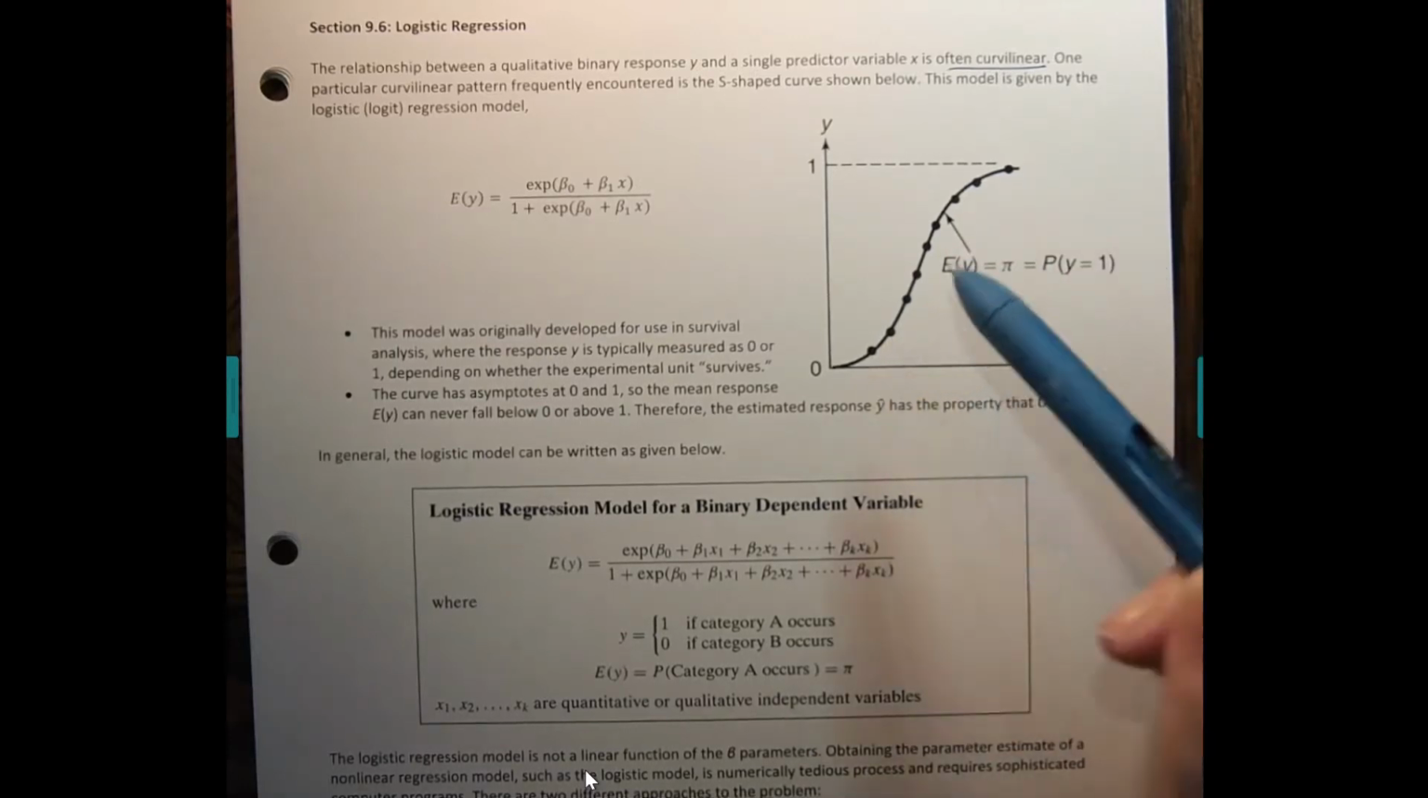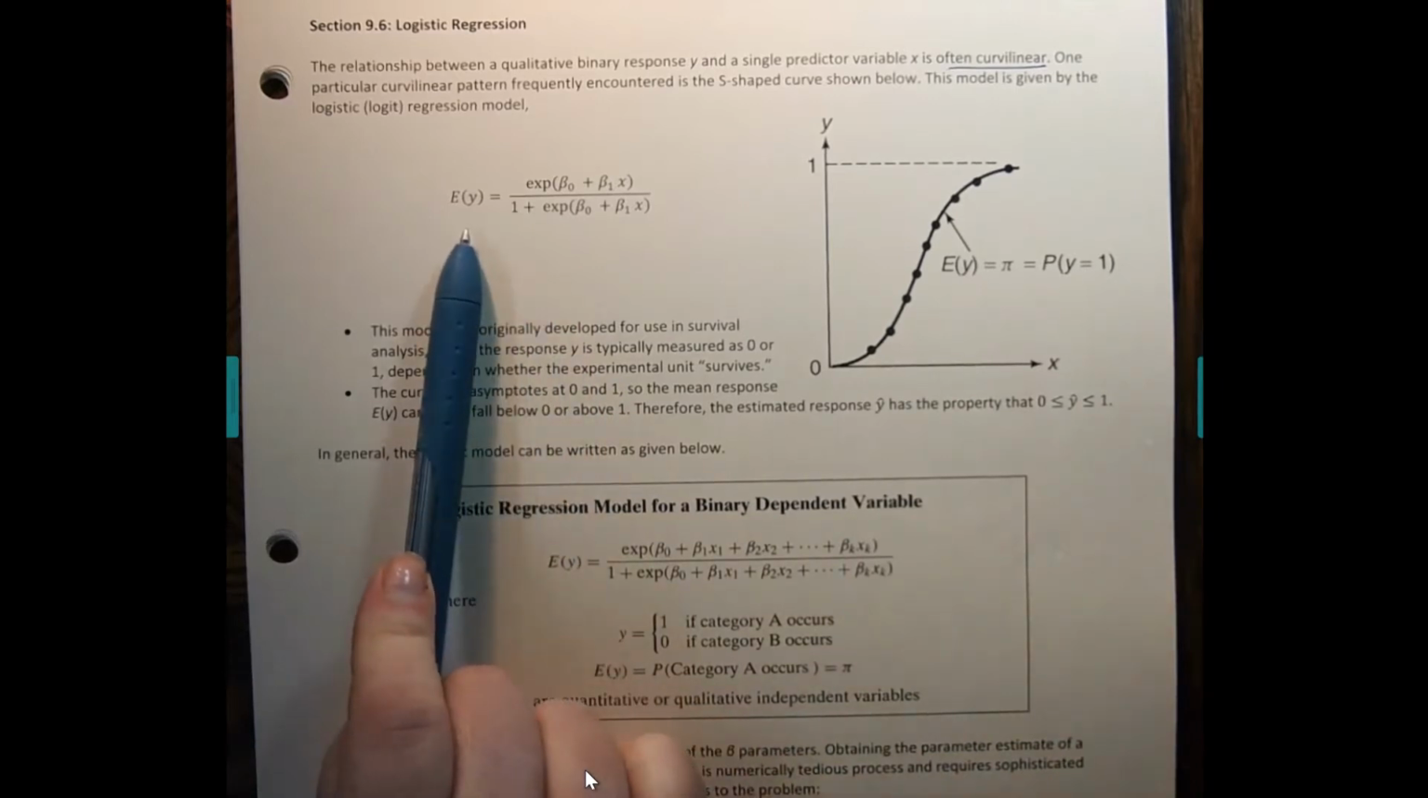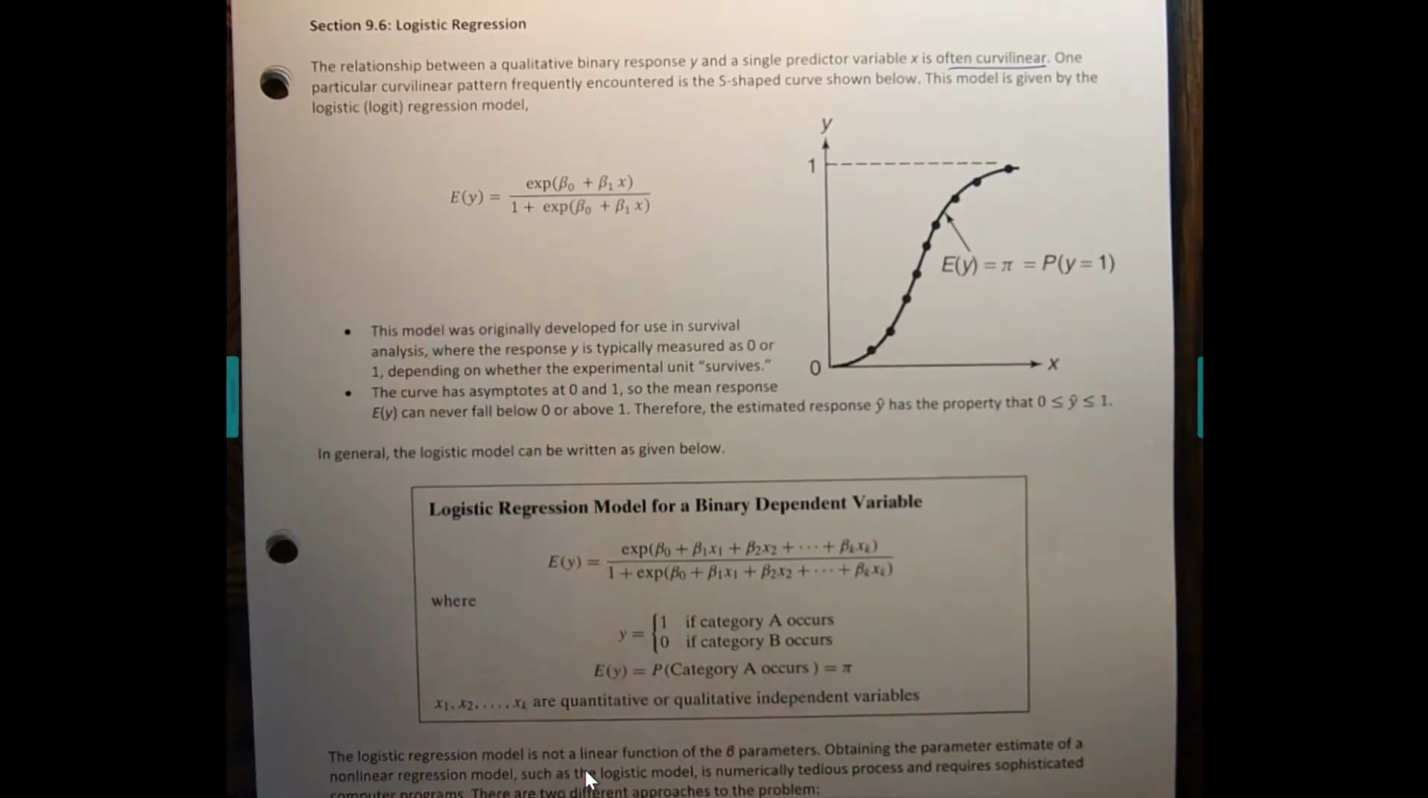And so the model is given by this formula right here. It was originally developed for use in survival analysis. In survival analysis, your response Y is whether or not a person survives, so they code it as a 0 or 1, depending on whether the person survives or died. The curve has asymptotes again at 0 and 1, and the reason for this is that the expected value of Y is a probability here, so we would like our curve to be restricted between 0 and 1, and this has that property that we want.